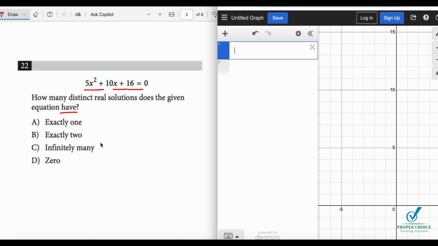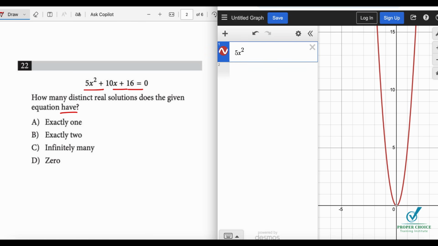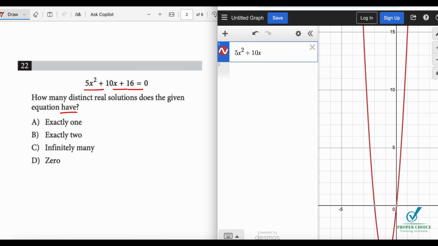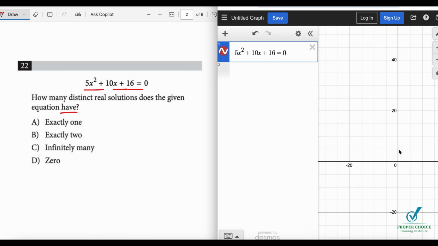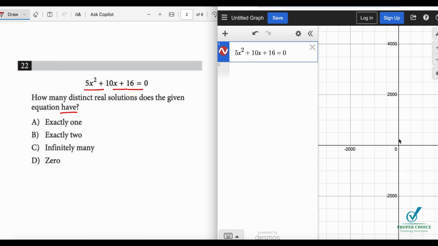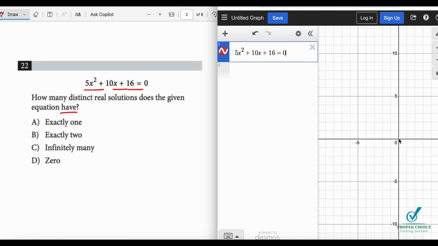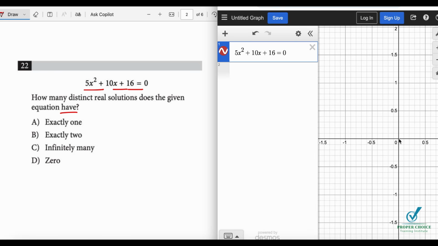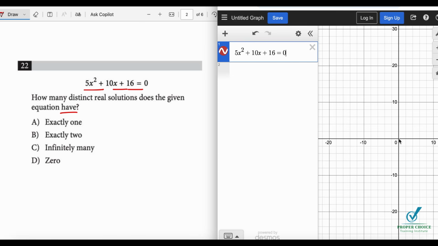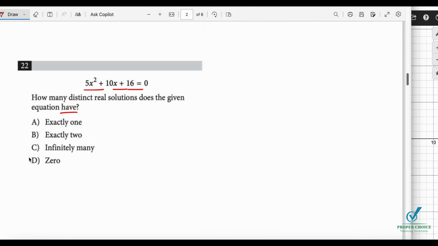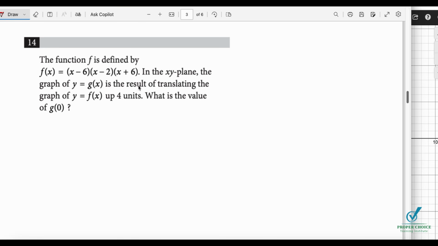It's completely Desmos. Type it here, 5x square plus 10x plus 16 equal to 0, and check it out. Am I getting any graph? You can zoom in, zoom out. I can see that there is no value of x. As long as there is no value of x, you can confidently say that this quadratic equation has zero solutions or zero distinct real solutions. Let's go to the next question here.